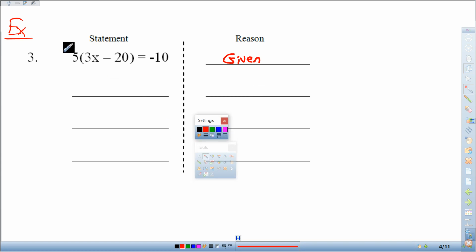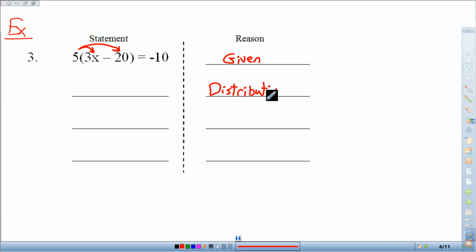All right, first thing I noticed on this problem, I would distribute the 5 into the parentheses. Before I write out this next step, I could write the next step first and then give the reason, but I like to realize, all right, I just distributed. I used the distributive property. Okay, so let's go ahead and write our reason here. So distributive property.